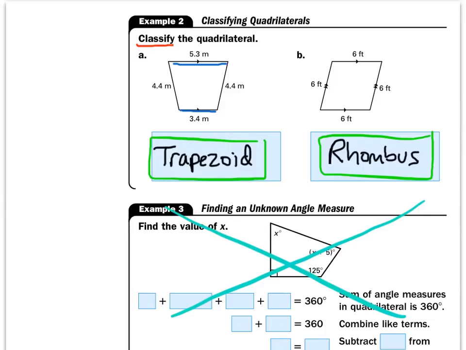And then go ahead and lightly cross this one out. And let's make our movie clue. You'll put it right here. Just name your favorite quadrilateral so far.